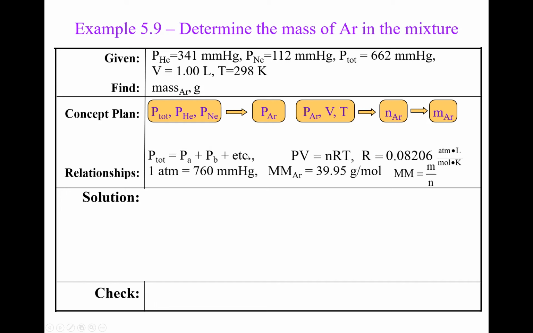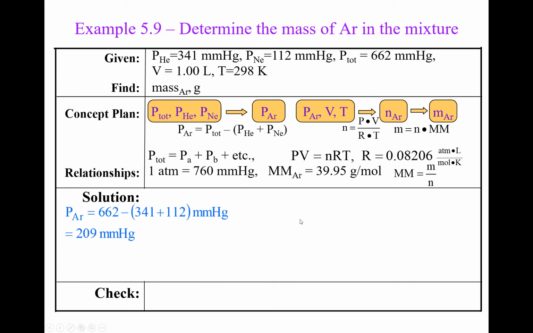All right, we know ideal gas law and Dalton's. We're going to use each one of those. So first, we knew what the total was. The leftover gas pressure must be subtracting the two that we knew about from the total, gives us the third, the argon that we're looking for.